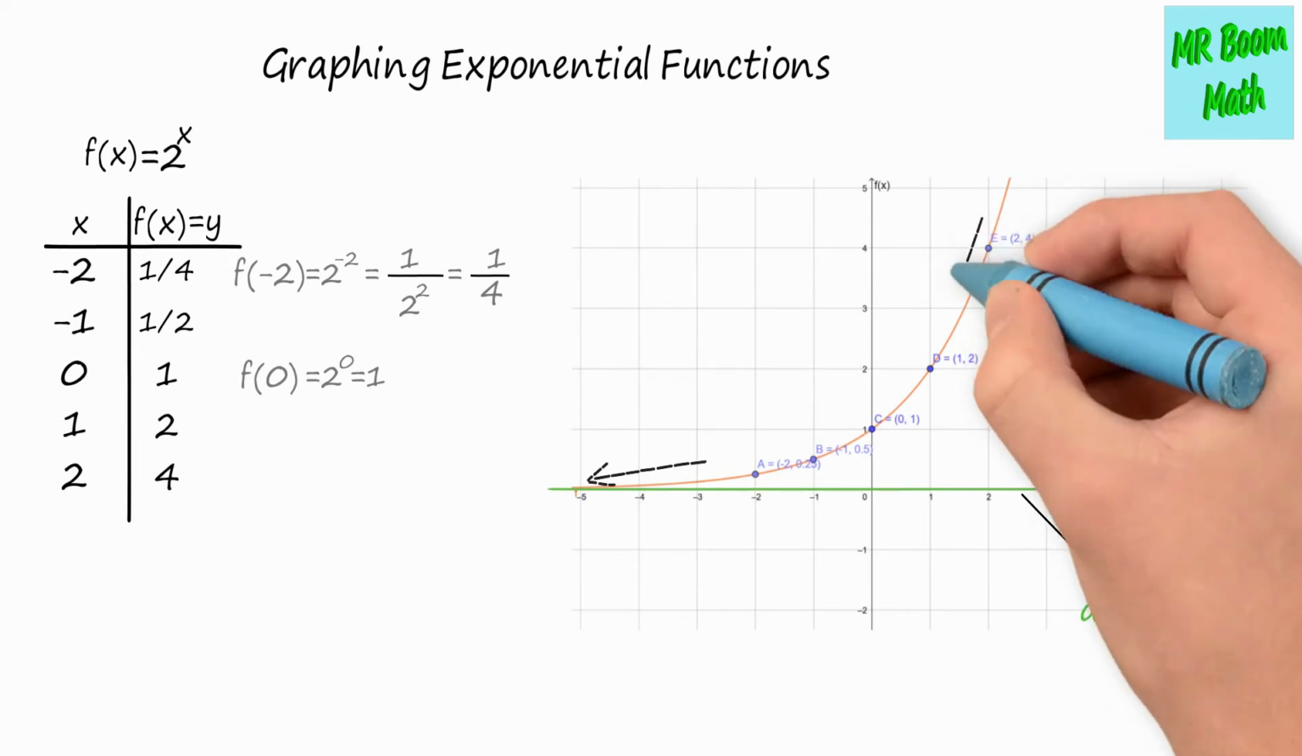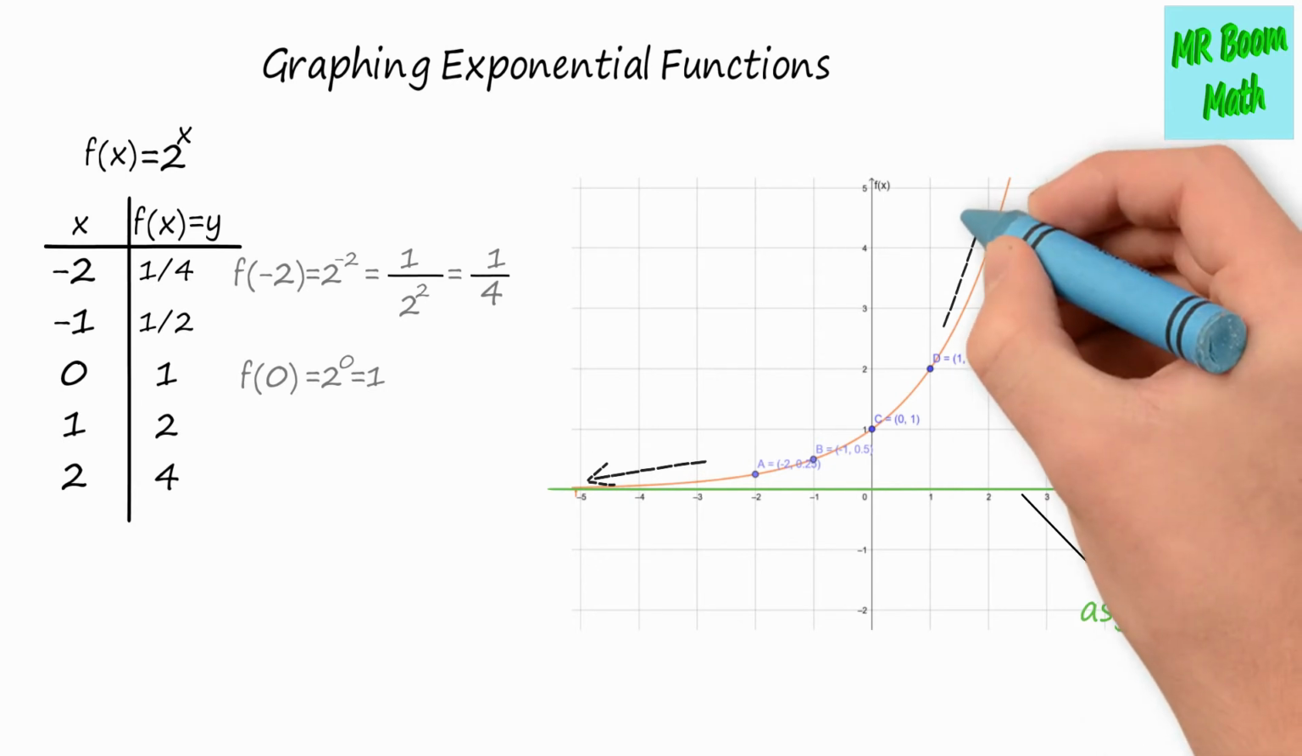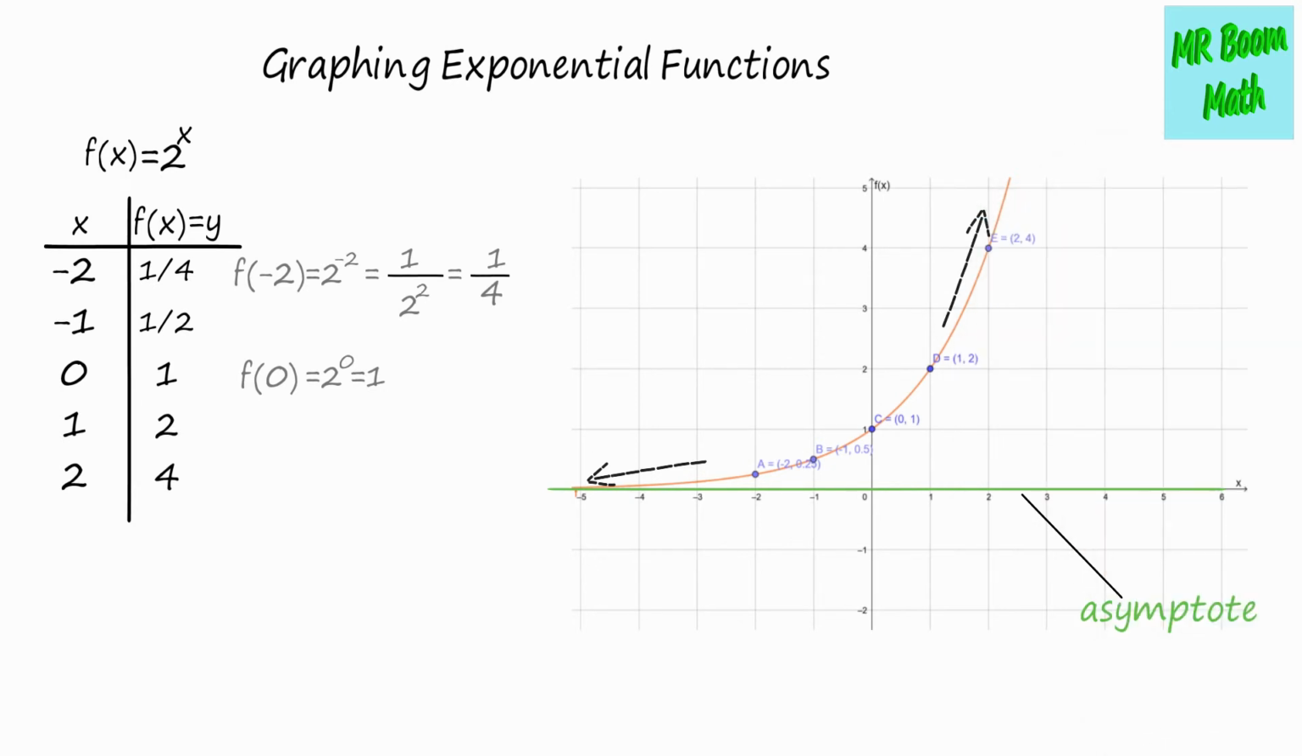Now, as we move in the positive x direction, our function value, or our y value, also goes to infinity. As x gets very large, our y value gets very, very large. Because this happens, we would call this an exponential growth function. As x gets larger, our y grows. Our y gets very, very big.